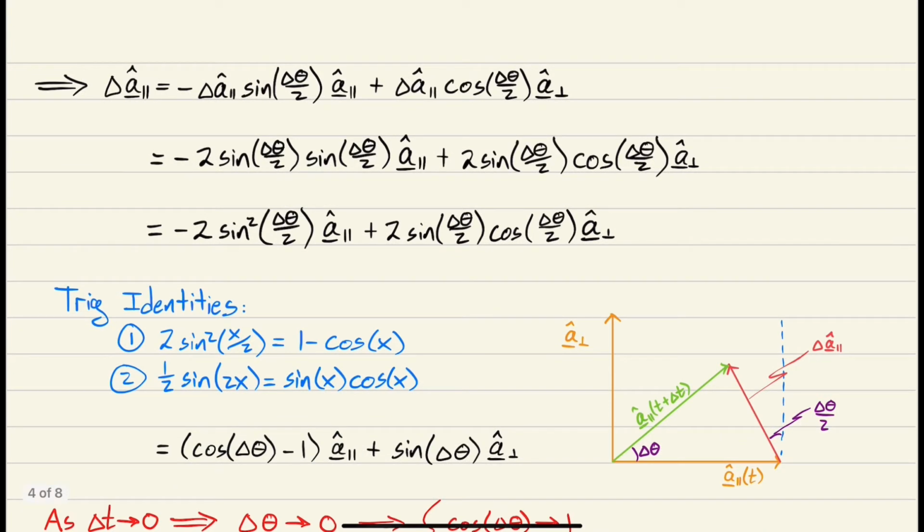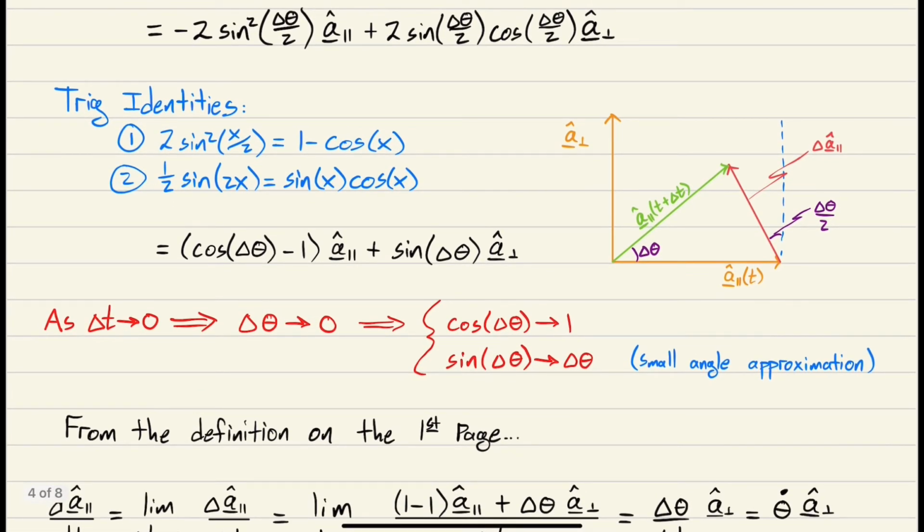We can apply some trig identities. Trig identity 1 is 2 sine squared of x over 2 is equal to 1 minus cosine x. You can see here we have 2 sine squared of delta theta over 2. So we can plug in cosine delta theta minus 1. And then here we have sine delta theta over 2, cosine delta theta over 2. And when we plug into this property, we'll end up with sine delta theta.